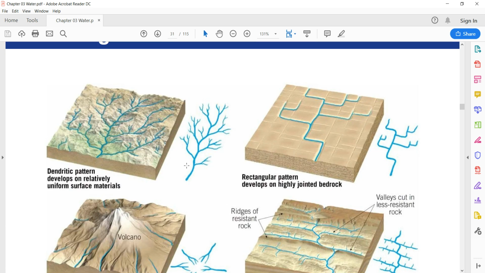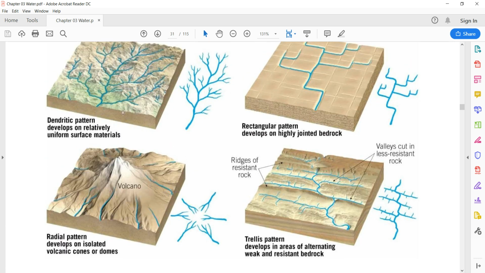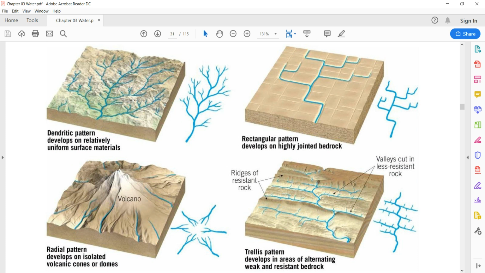These are the four types here, the schematic. One is dendritic, which is highly irregular, and it follows the slope. However the slope of the landscape changes, the stream will simply follow that change. Water always flows from higher slope to lower slope, so it simply follows that distinct change in slope over the landscape. This one is called dendritic, which looks like the growth of the nerve system in our body, or how a tree grows on the ground.